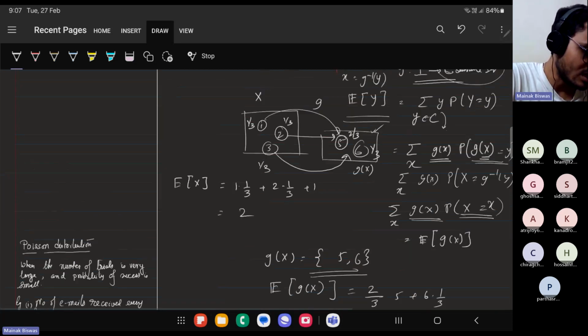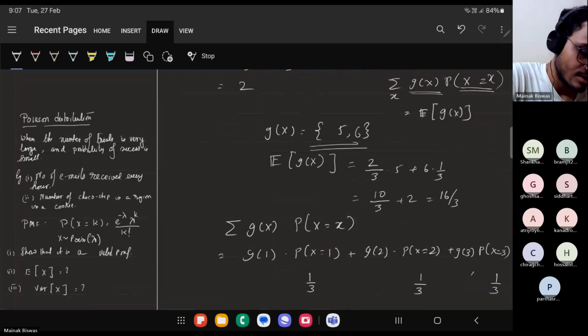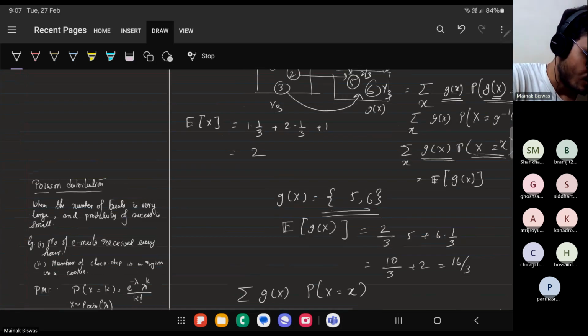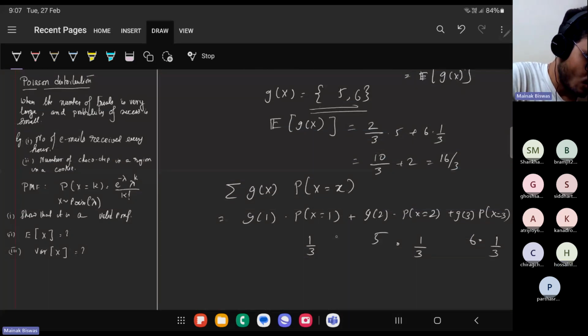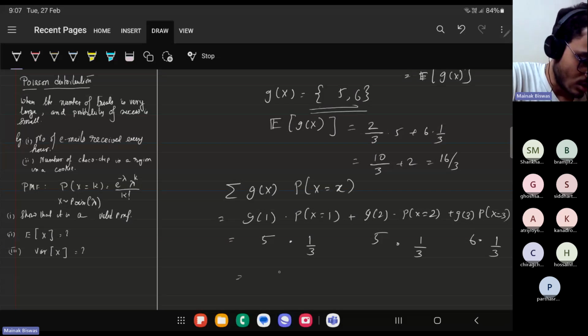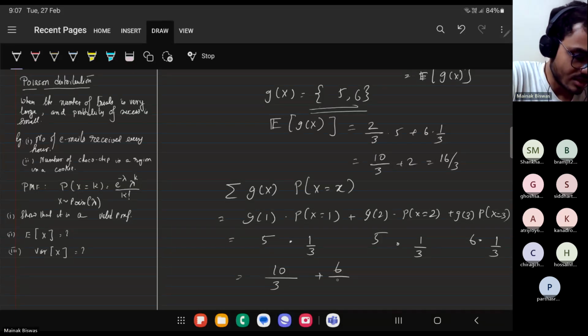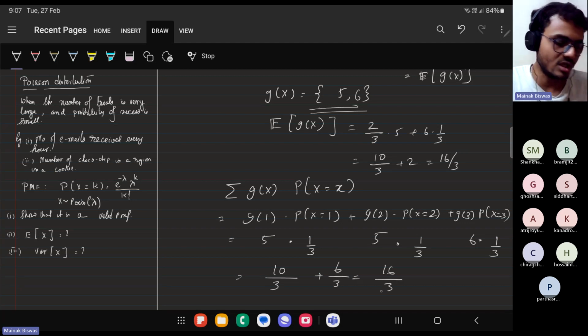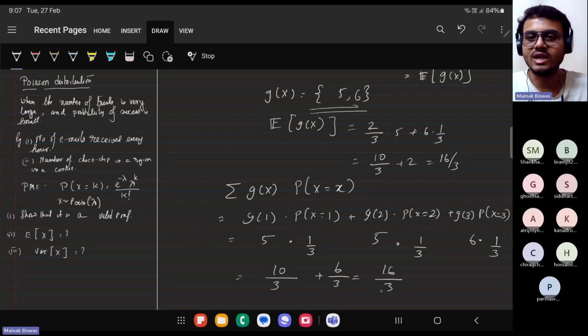So g of 3 is 6. G of 2 is 5. G of 1 is 5. This is why you keep this inverse as a function of a set, not a single value. So you see here, now I am getting some confidence in my teaching that you are responding. 16 by 3. Do you see they're both the same? So whenever you're doing the math, if you're not getting it, try to get these examples in your head.